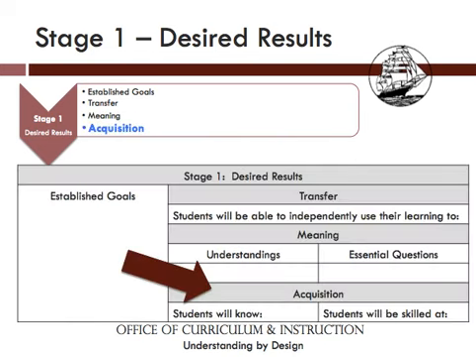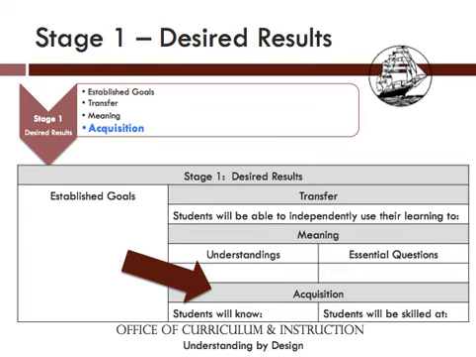The last part of Stage 1 that we're going to talk about today is acquisition. This is really what you want students to know and what they will be skilled at, or what we used to call what students will be able to do. So when we talk about content knowledge, we're talking about what the students will know, and when we're talking about skill acquisition, we're talking about what students will be able to do as a result of the work.